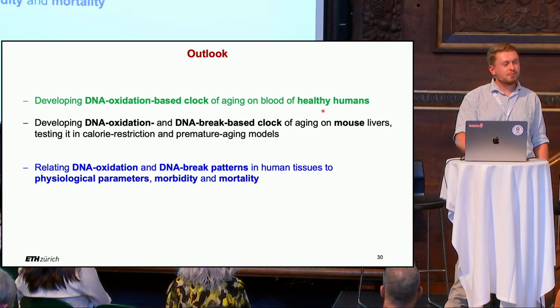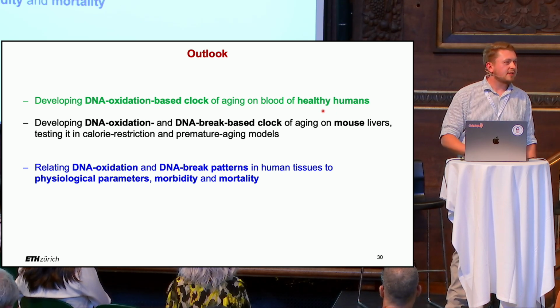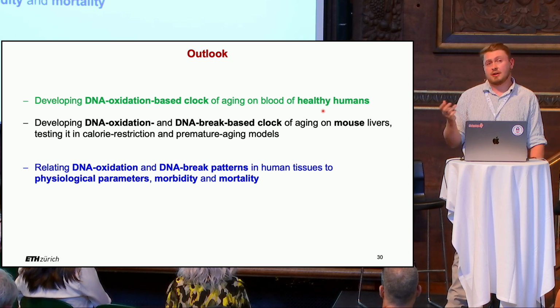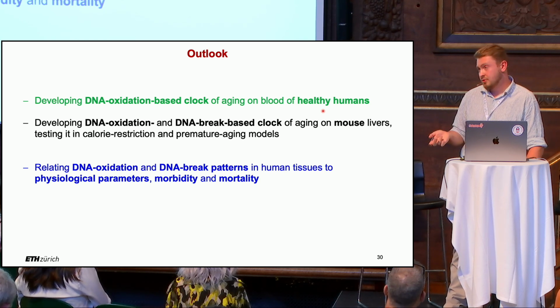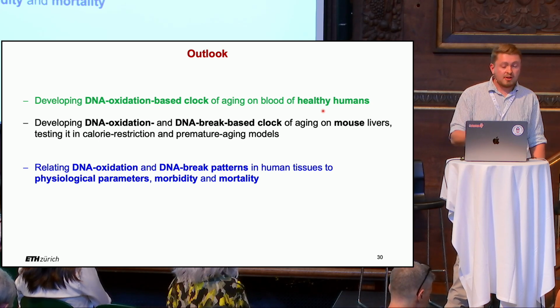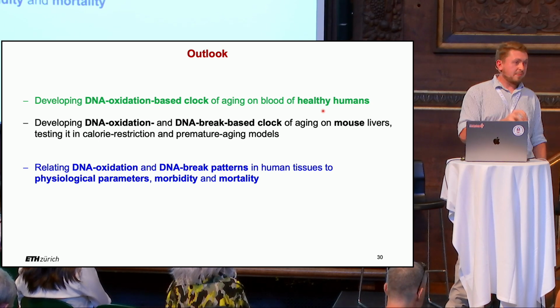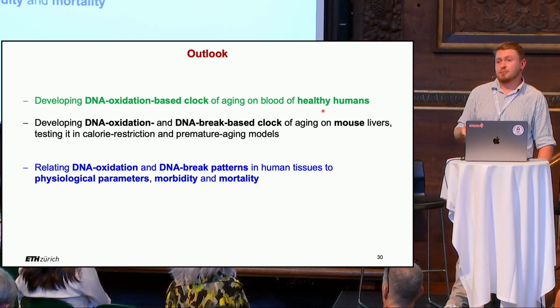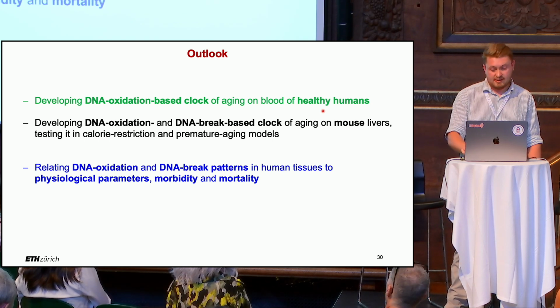We are currently also profiling DNA oxidation and DNA breaks in mice using healthy animals, also calorie-restricted ones, and with premature aging. And my ultimate desire for future work is to link genomic patterns of DNA oxidation and DNA breaks with physiological parameters, morbidity and mortality.